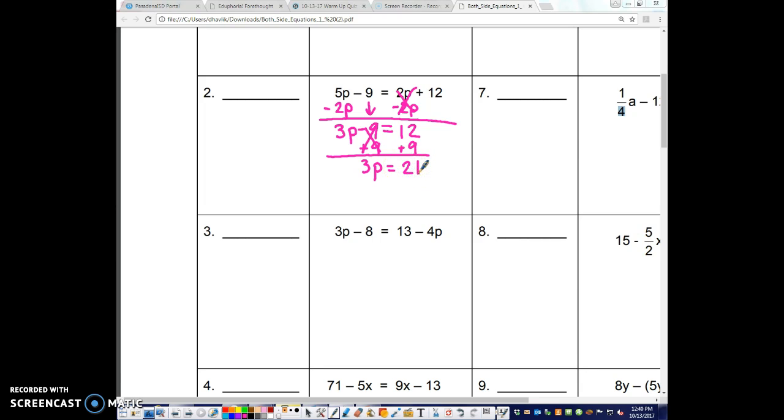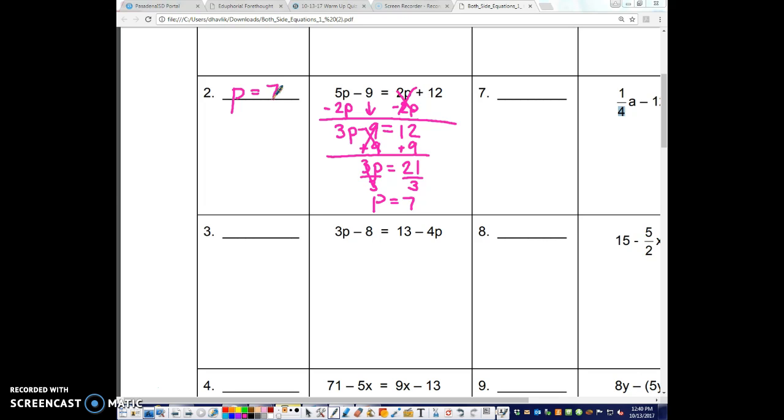Okay, what's our next step here? This is multiplying, so we need to divide. So P equals 7. Okay, so you'll write that up here. P equals 7. All right.